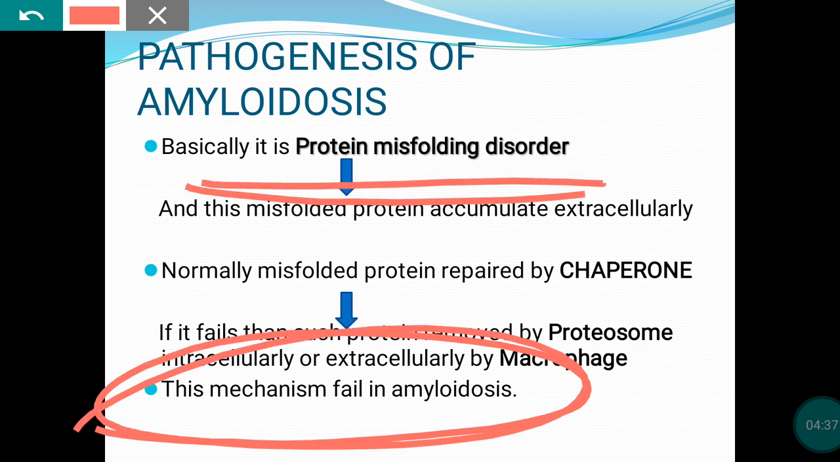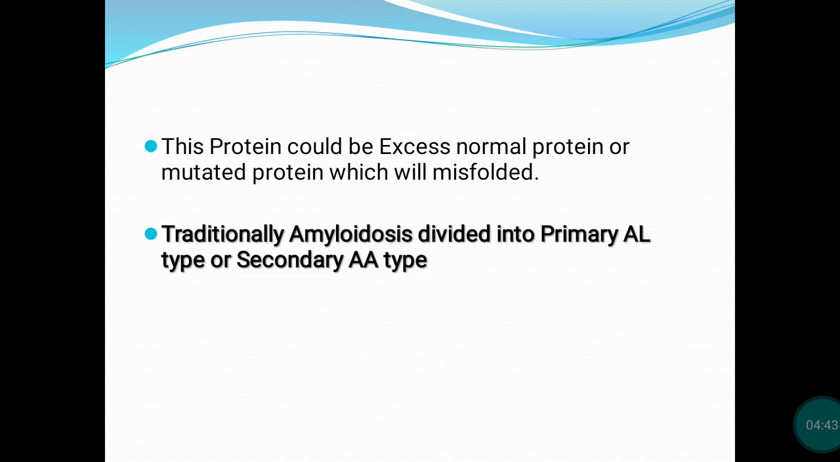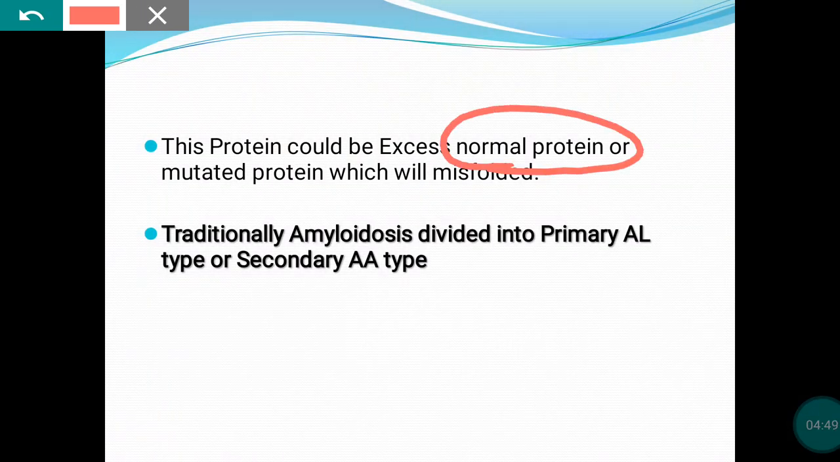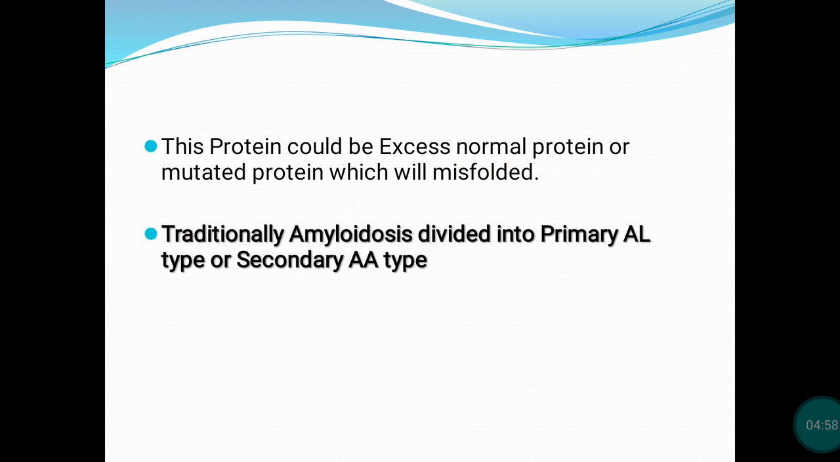So what will happen? The misfolded protein will get accumulated. That is the basic pathogenesis of amyloidosis. This misfolded protein can be a normal protein or a mutated protein. A normal protein can be produced excessively, or the normal protein can get mutated. That is the mechanism. It is a misfolded protein, that you have to remember. It is not folded properly. That is amyloidosis, and it will be deposited extracellularly. Traditionally, we can divide amyloidosis into the AL and AA types, that is primary and secondary.